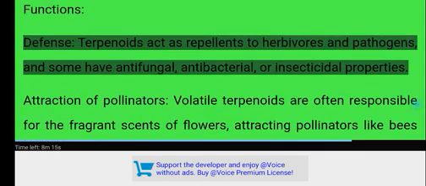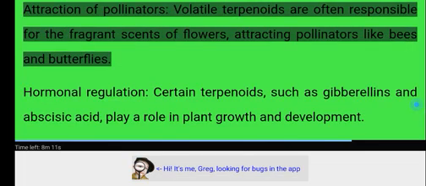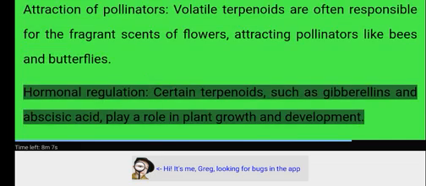Functions. Defense. Terpenoids act as repellents to herbivores and pathogens, and some have antifungal, antibacterial, or insecticidal properties. Attraction of pollinators. Volatile terpenoids are often responsible for the fragrant scents of flowers, attracting pollinators like bees and butterflies. Hormonal regulation. Certain terpenoids, such as gibberellins and abscisic acid, play a role in plant growth and development.